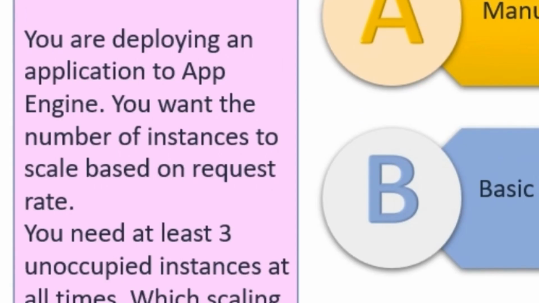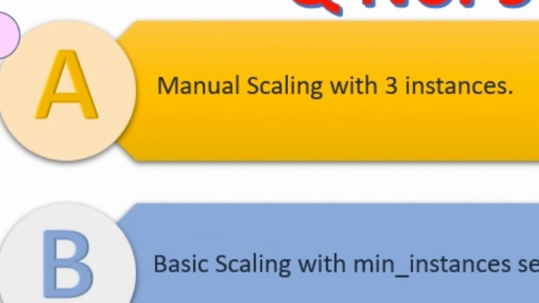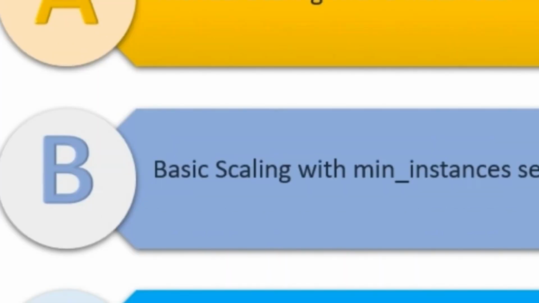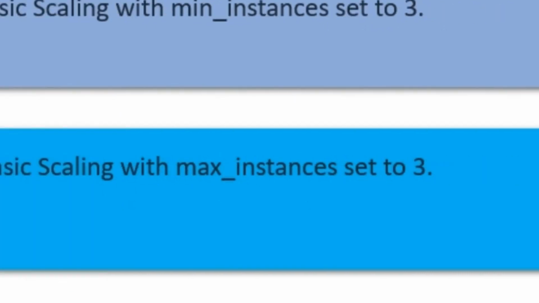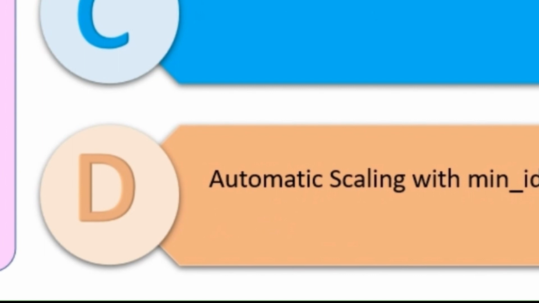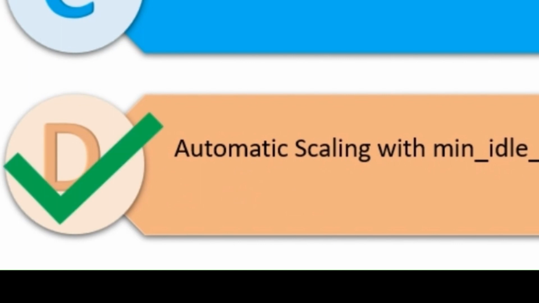Question number 9. You are deploying an application to App Engine. You want the number of instances to scale based on the request rate. You need at least three unoccupied instances at all times. Which scaling type should you use? A, manual scaling with three instances. B, basic scaling with min_instances set to three. C, basic scaling with max_instances set to 3. D, automatic scaling with min_idle_instances set to 3. D is the correct answer.